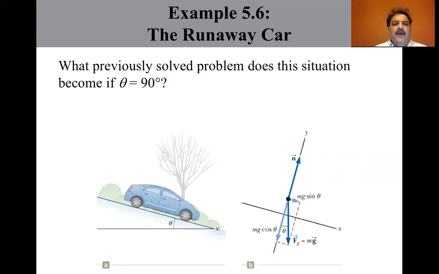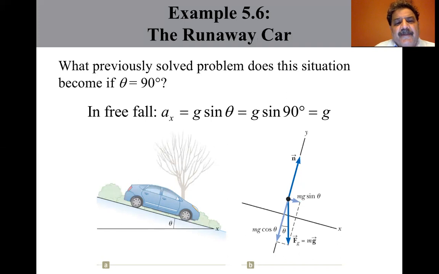All right, and we're going through 62. What previously solved problem does this situation become if theta equals 90 degrees? Right now, what was it, 30 degrees, 45, 75, 90 degrees? Imagine theta going to 90 degrees in the figure. The inclined plane becomes vertical, and the car is an object in free fall. The acceleration becomes a_x equals g sine theta equals g sine of 90 degrees equals g, because sine of 90 is equal to 1. That is indeed the free fall acceleration.